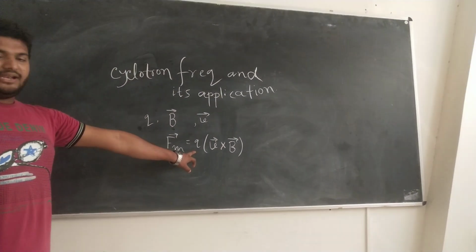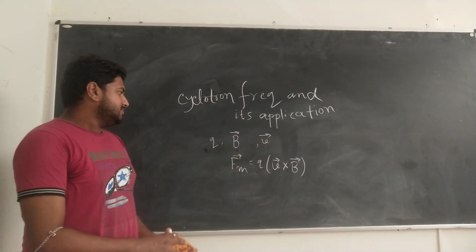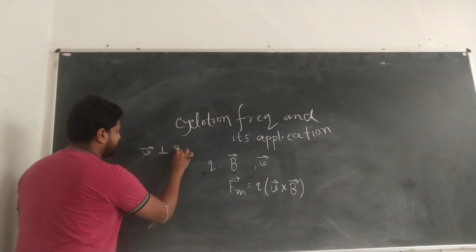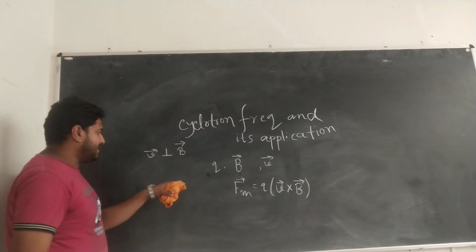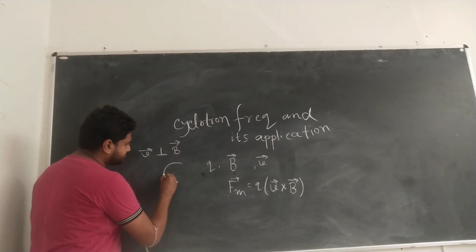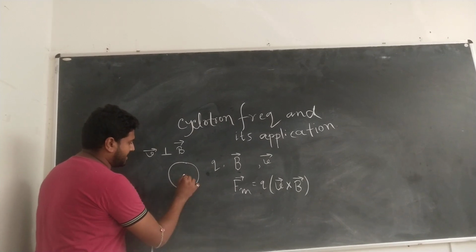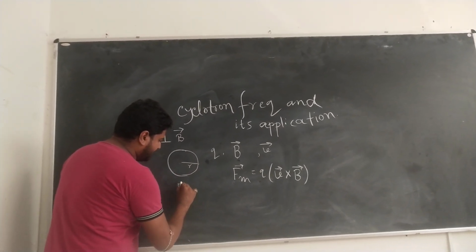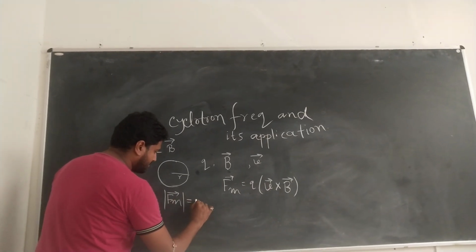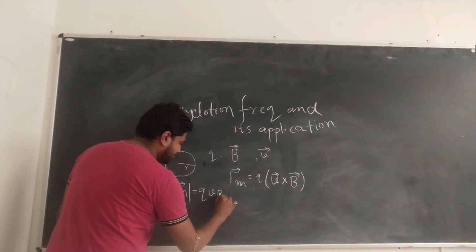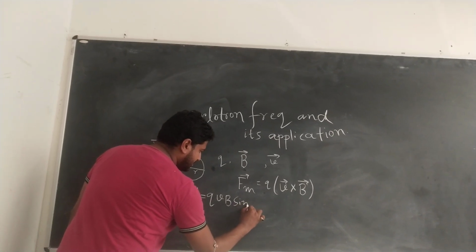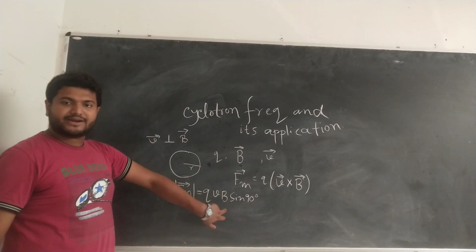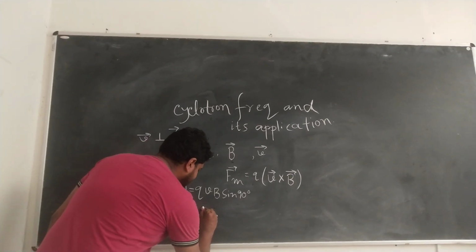If the charged particle enters that magnetic field in such a way that its velocity vector V is perpendicular to the B vector, then that charged particle will move in a circular path. So the magnitude of that force will be Q V B sin 90 degrees, because 90 degrees is the angle between the V vector and the B vector. So this is basically QVB.